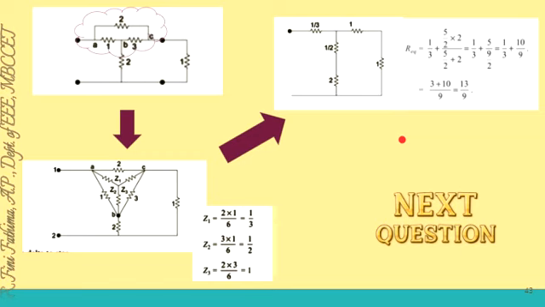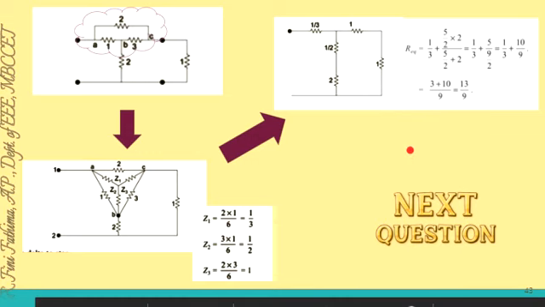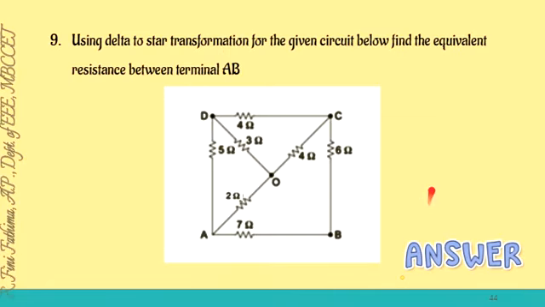So shall we move on to the next question? Yes, there is one more question. No, there are two more questions. So this is the ninth question. From this, we have delta here, delta here, delta here.